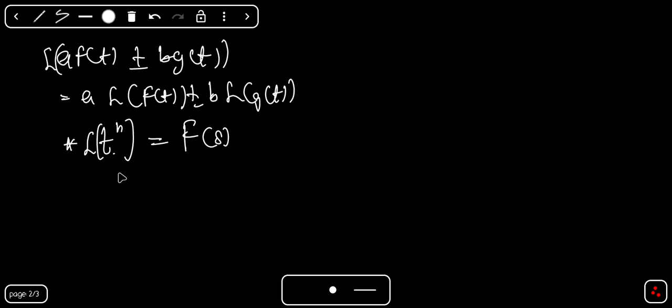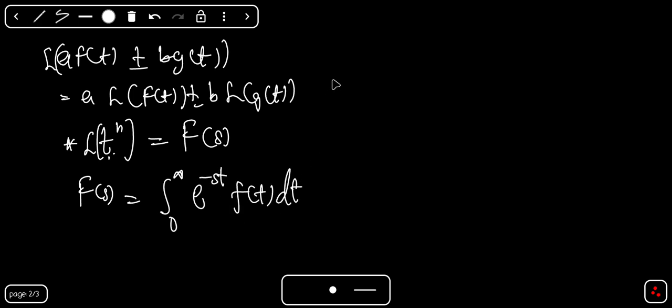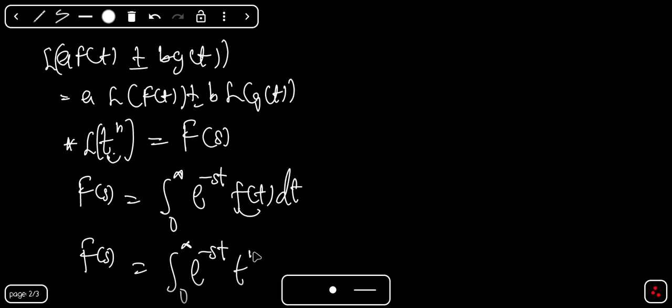From the integral representation of the Laplace transform, we have F of s equals the integral from 0 to infinity of e raised to the power of minus st, times f of t, dt. We know that f of t is t raised to the power of n. So F of s will be equal to the integral from 0 to infinity of e raised to the power of minus st, multiplied by t raised to the power of n, dt. Now let's try and solve this integral.